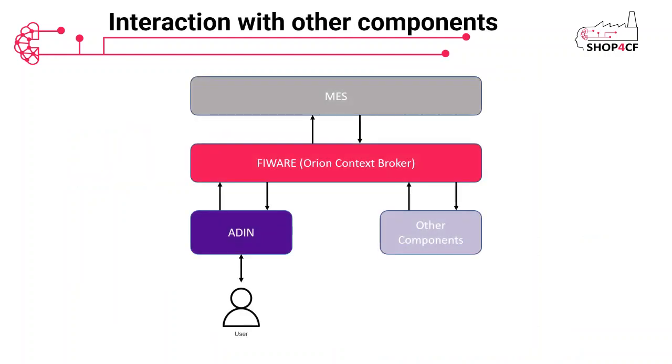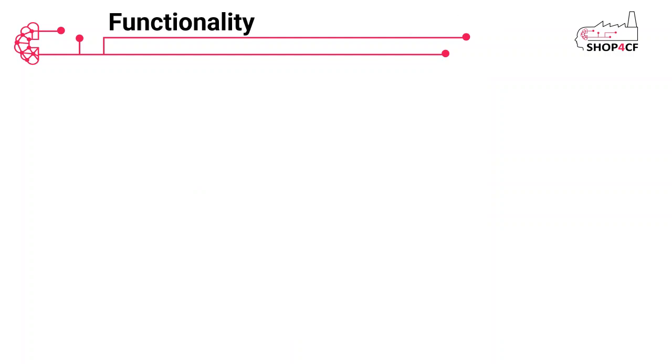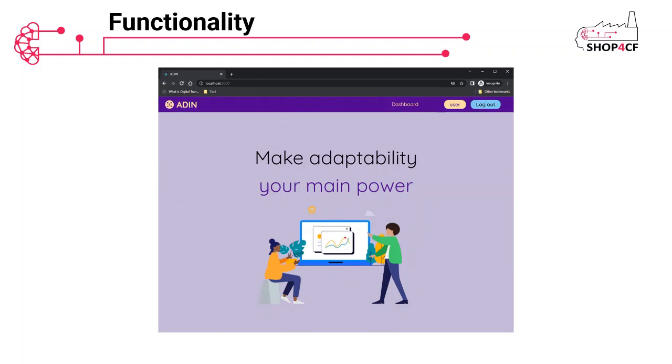ADIN interacts with FIWARE and FIWARE acts as a middleware between SHOP4CF components. This means that all the components are connected to FIWARE and have a common language by the data models introduced by the project. One of the main functionalities of ADIN is the task panel.